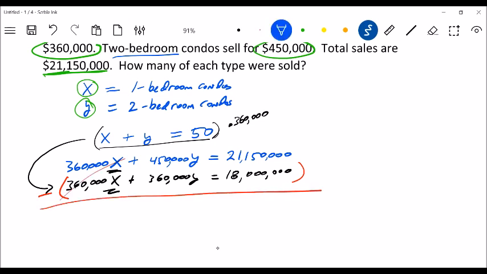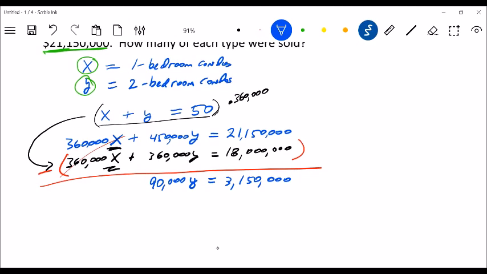And it allows me to get 450,000 minus 360,000 is 90,000 times Y. And 21,150,000 minus 18,000,000 is 3,150,000. There, that's pretty good. And at this point now, it's just regular calculations. Let's divide both sides by that 90,000. And we have that Y is equal to 35.